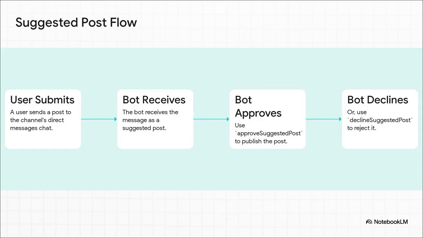The way this works is actually pretty slick and straightforward. A user submits a post, your bot gets it, but as a special kind of update called a suggested post. Then, based on whatever logic you've coded, your bot can either automatically approve it and publish it to the channel, or it can decline it. The entire moderation process can be put on autopilot.